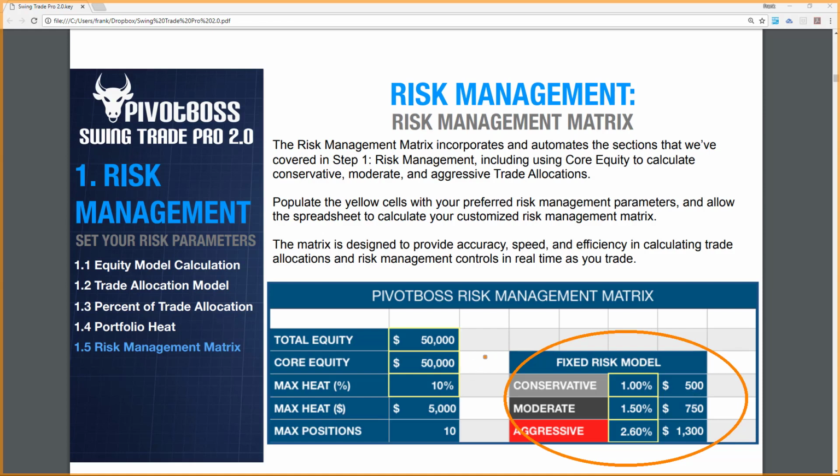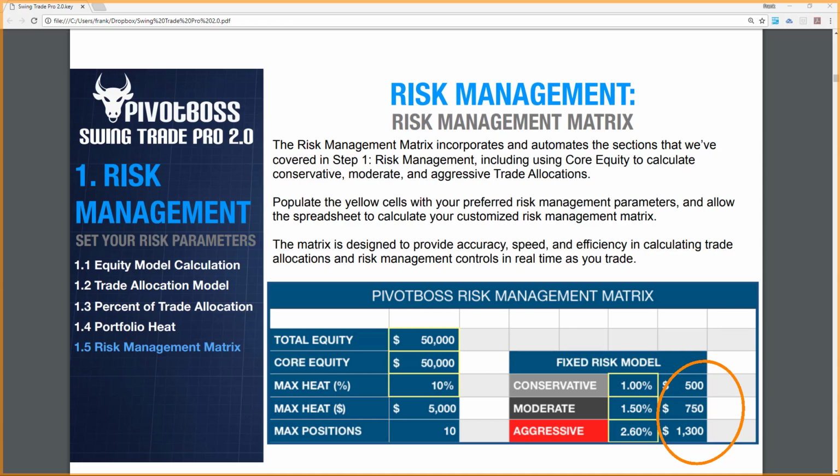So basically what it's looking at is if you have, say, a $50,000 account, you're going to go with 10% max heat. That's 5K. You can go with 10 max positions. And now in using that, it will then say, okay, what is 1% of core equity? What is 1.5% of core equity? And what is 2.6% of core equity? And these are your conservative, moderate, and max trade allocations now. So at a very quick glance, just by populating a few fields, you can understand exactly what you can risk for the next opportunity on a conservative, moderate, and aggressive level.